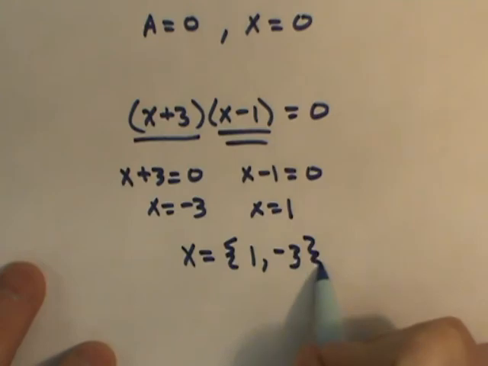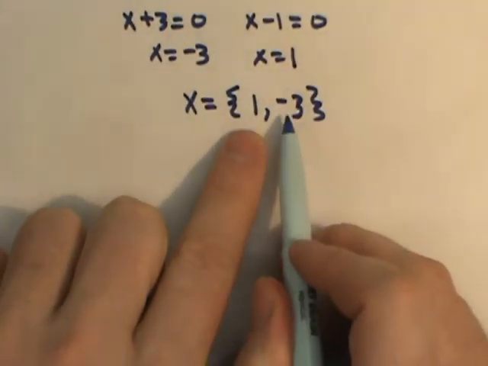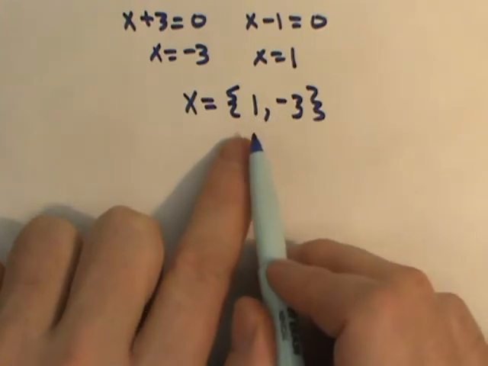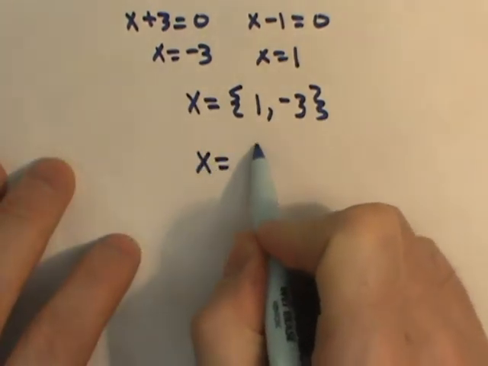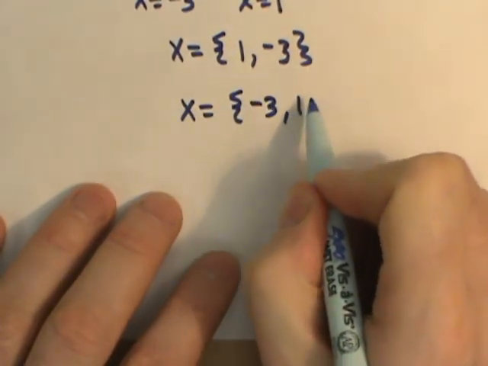Now see, I messed that up here. It's okay that we're doing a video here because that's how we learn. We see that you don't want to put 1, negative 3. You want to go from least to greatest. You always list out your sets, your solutions, from least to greatest.